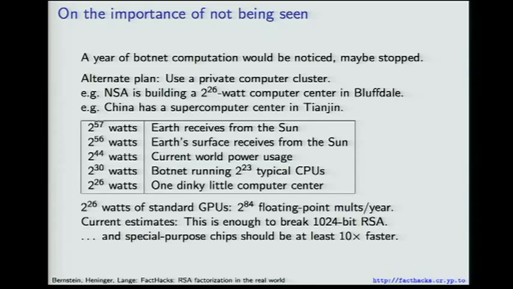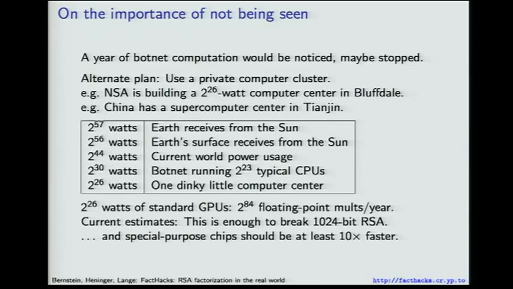If you just take standard graphics processing units and run 2 to the 26 watts of those, that will do about 2 to the 84 floating point multiplications per year. And then you have to figure out what exactly the operations involved here are. This should be enough to break 1024-bit RSA.